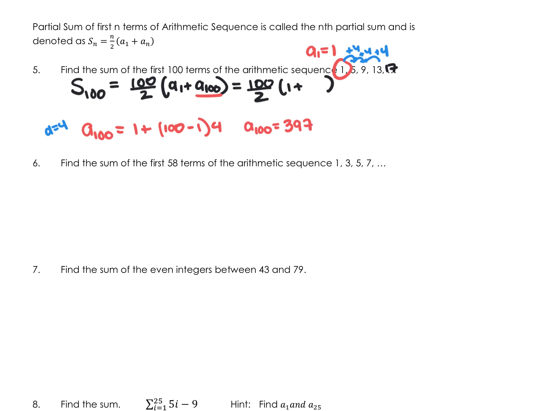Yes, 397 is what you should have gotten. 99 times 4 plus 1. Now, can I finish my formula here? Can I finish my formula now? Now do I know what A100 is? What's the A100? 397. So now I can plug that in here and finish my formula. So go ahead and do all that arithmetic, that math, figure out what your final answer is here for your sum.